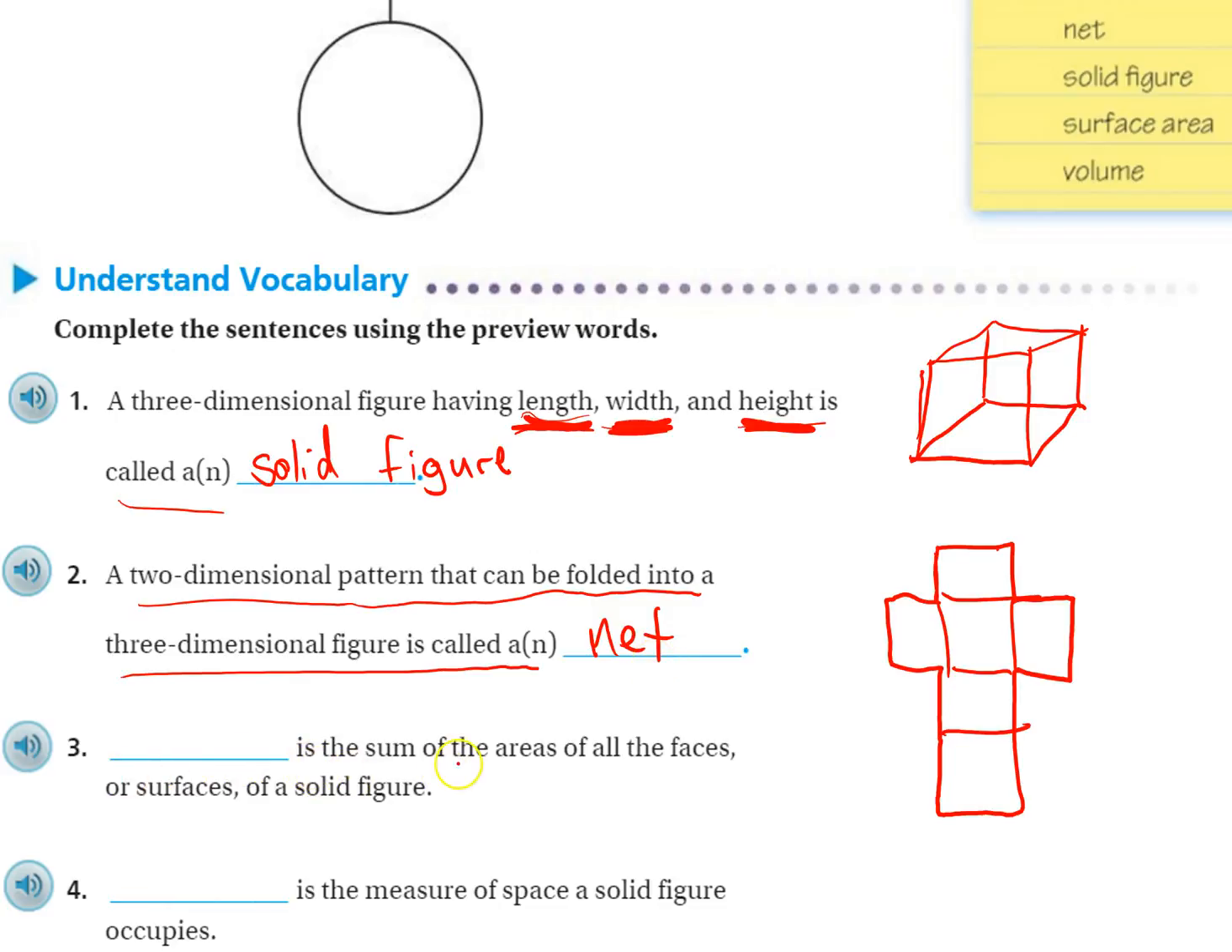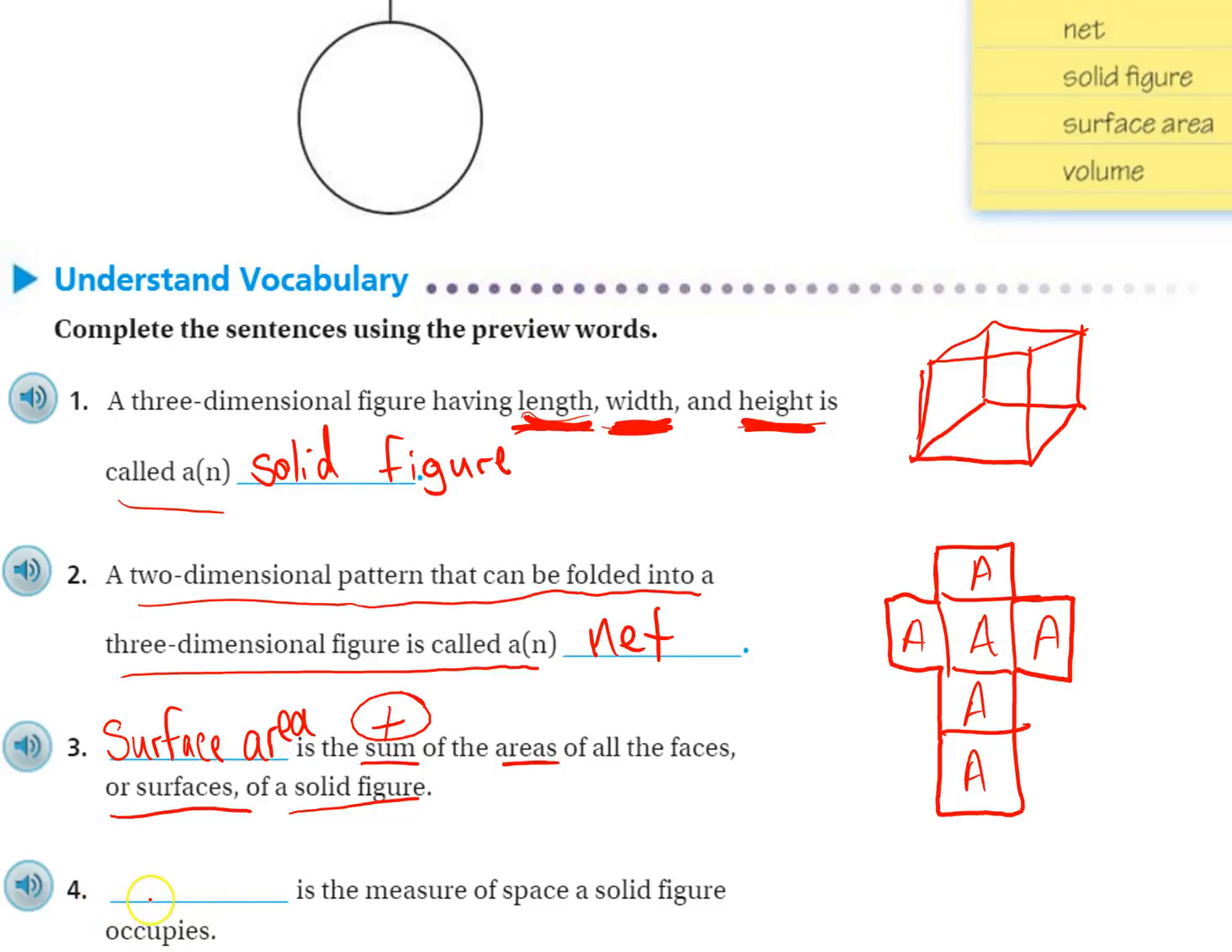Number three, blank is the sum. Sum meaning add. The areas, we've been finding area all in chapter 10, of the faces or surfaces of a solid figure. And that is the surface area. And we're going to be finding that quite a bit in this chapter, surface area. So it just means you're adding up all the different areas. So if you're thinking about a net like this box, you'd be adding the area of this box, the area of this box, the area of this box, the area of this box, the area of this box, and the area of that box all together.